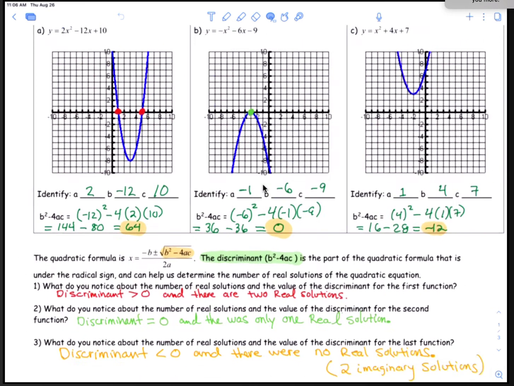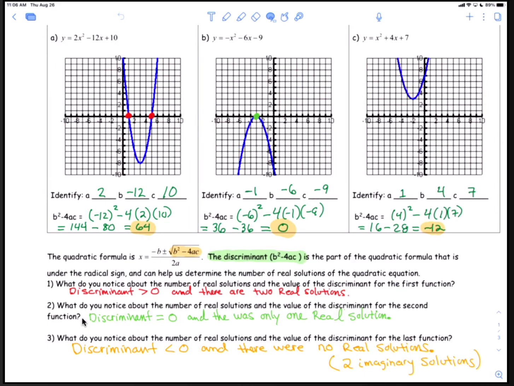Okay, look at question number 2. What do you notice about the number of real solutions and the value of the discriminant for the second function? In the second function, the discriminant b squared minus 4ac was 0, and you'll notice that the graph touches the x-axis at 1 point. So we notice that when the discriminant is equal to 0, then there was only 1 real solution.